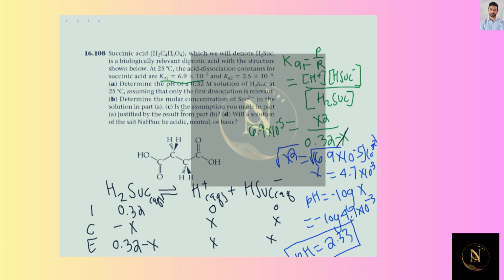Now for part B, it is asking us to determine the molar concentration of just Suc2 minus. So we're going to have to go through another dissociation of the first equation that we just did with our HSuc minus. And then we're also going to have an initial concentration of H plus, which is going to be the 4.7 times 10 to the negative third. So when we write out this equation, we're going to start off with our HSuc minus, and that's going to then dissociate into our H plus and succinate 2 minus.